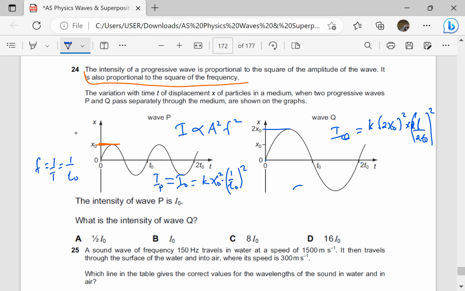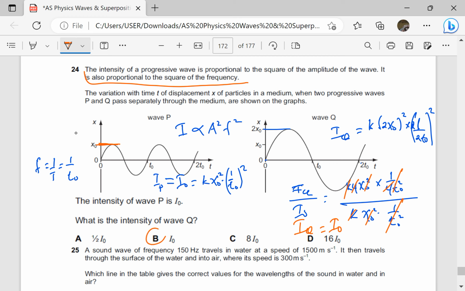Now we are going to combine them. So the intensity of Q, I will say IQ, divided by the intensity of P, which I'm calling I naught, should be equal to, simplifying the numerator, K times 4X naught squared times 1 over 4 T naught squared, divided by, for IP, K times X naught squared times 1 over T naught squared. So I'll cross out some of these things. K and X naught squared cancel, 1 over T naught squared cancels, and this 4 cancels with that 4. So it's like everything cancels out. So it means IQ is equal to I naught. So the answer is going to be B.